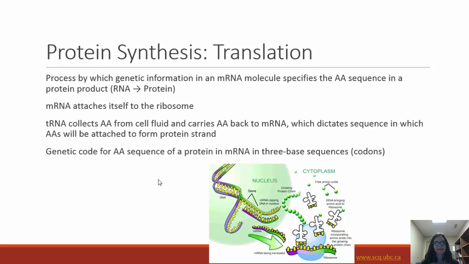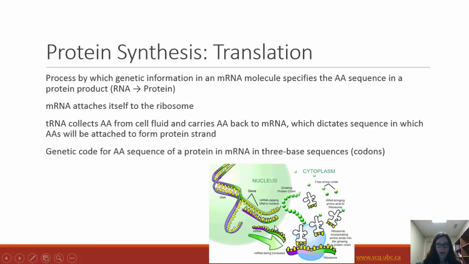And the mRNA is going to dictate the sequence on which the tRNAs can attach the amino acids to form the protein strand. The genetic code for the amino acid sequence of a protein in mRNA is in these 3 base sequences. We'll go into that in the next couple of slides, but basically the mRNA has a 3 base sequence that will dictate each amino acid that's going to be added onto this polypeptide chain. So this graphic just shows what we just talked about.